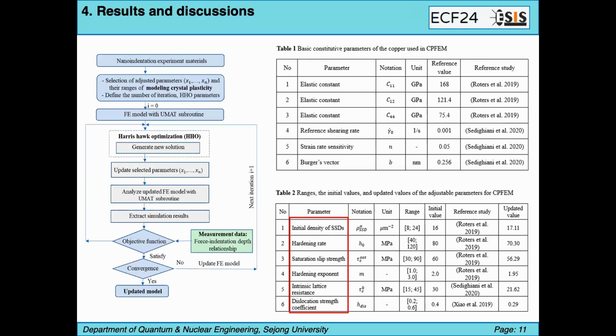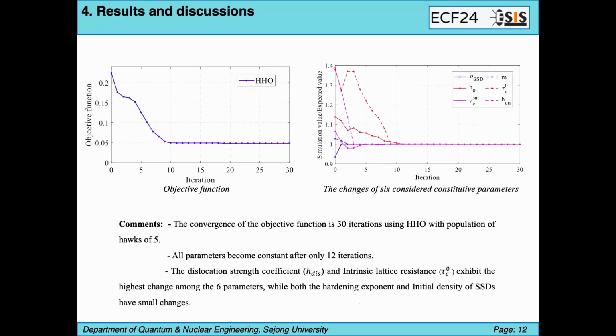And this is the result and constitutive parameter assessment. You can see in the top, Table 1, we seek the basic constitutive parameters of copper yield for modeling. In this study, we consider 6 parameters here with their ranges, and the initial values we use are based on the reference study here. And this is the results.